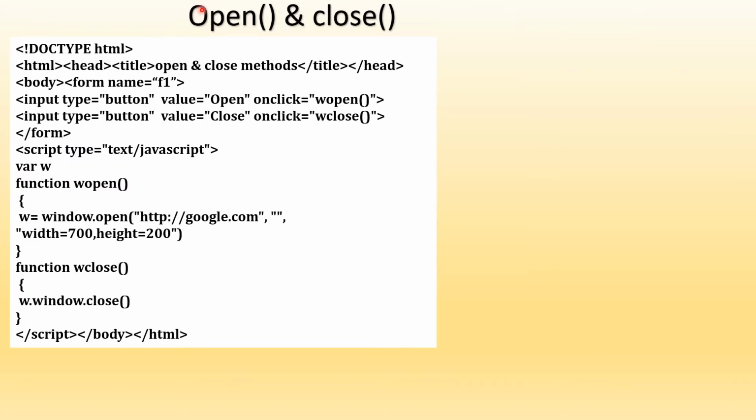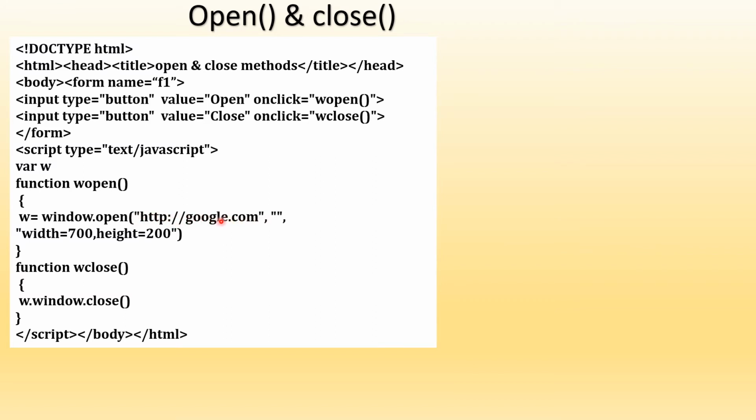The next two methods we are going to learn are open and close. The open method gives a new browser window or a new tab. Close closes the new window, or you can say it closes the current window. So how to use it? We have to use window.open, and in the brackets you can put two double quotes. Then a blank window will open.